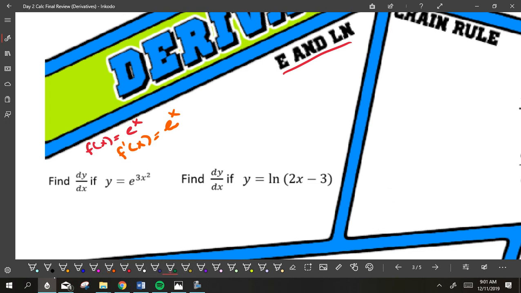What about, let's say g of x was natural log of x. What is g prime of x going to be? 1 over. Okay? 1 over the baby times the derivative of the baby. If it's just natural log of x, it's just 1 over x. Don't forget those two basic derivatives. We use them all the time. Find the two down below using those rules. Go.